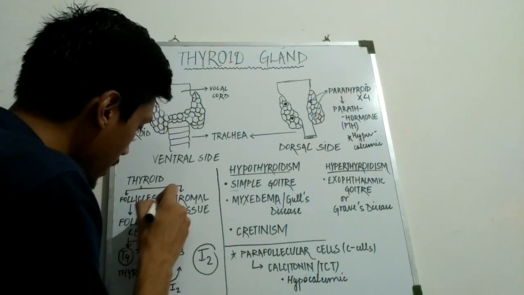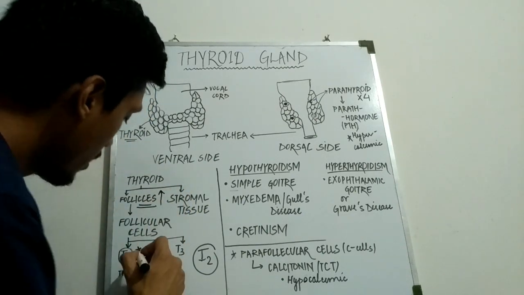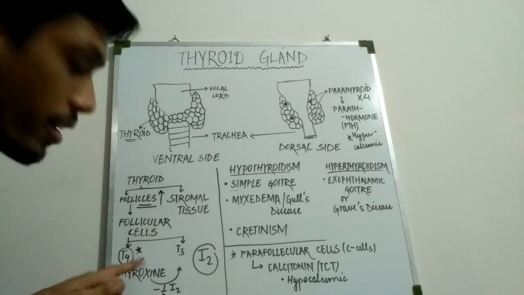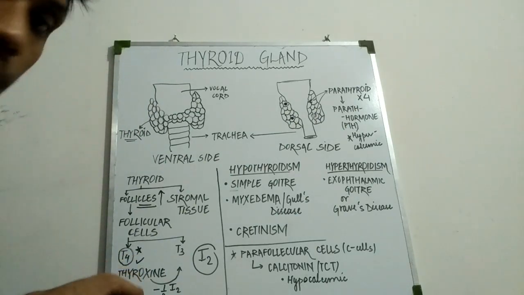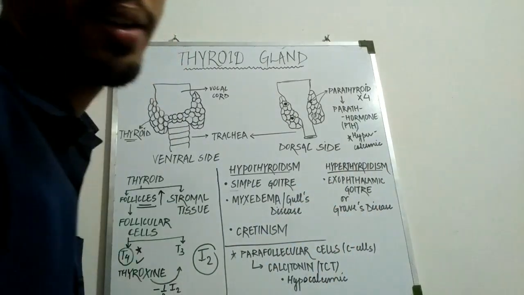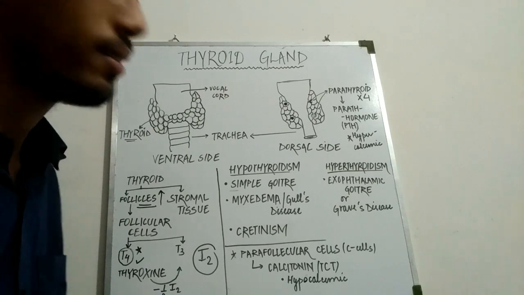And if these cells are increasing in your body, what will happen? The concentration of T4 will be affected, obviously. And what if the T4 concentration rises? It will lead to hyperthyroidism.